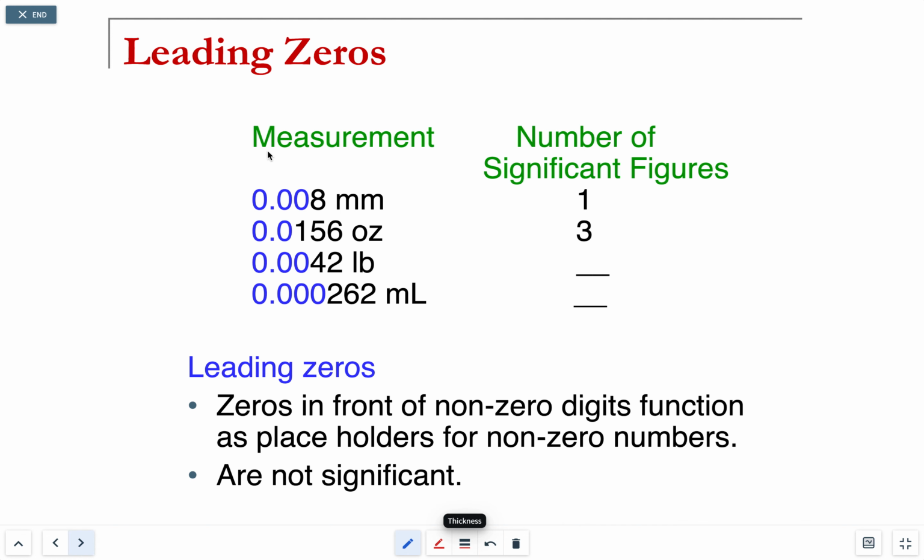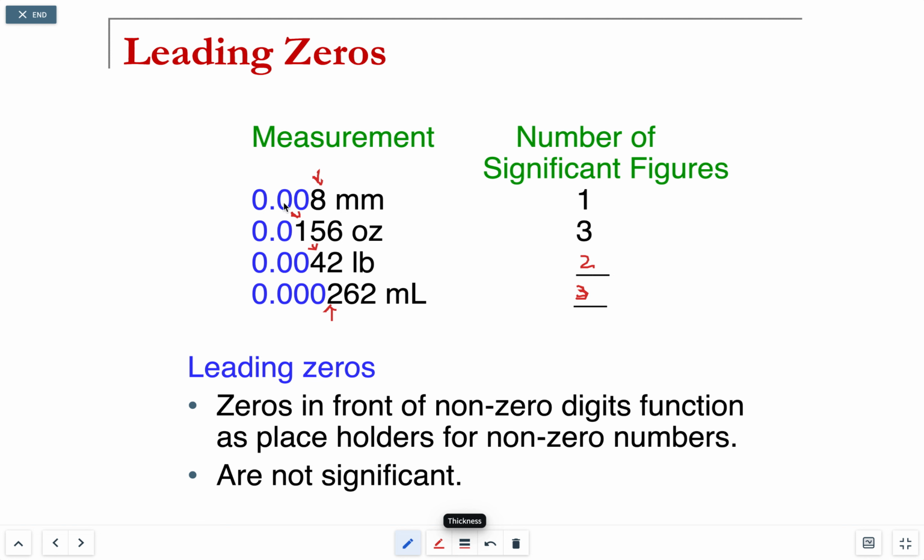All right, applying the rules that we've been looking at, the first non-zero number is there. So we only have 1 significant figure. Here we start at the 1. We have 3 significant figures. Here we start at the 4. We only have 2. And here we start there. And here we have 3 significant figures. So again, remember the rule. Start from the first number that's not 0.